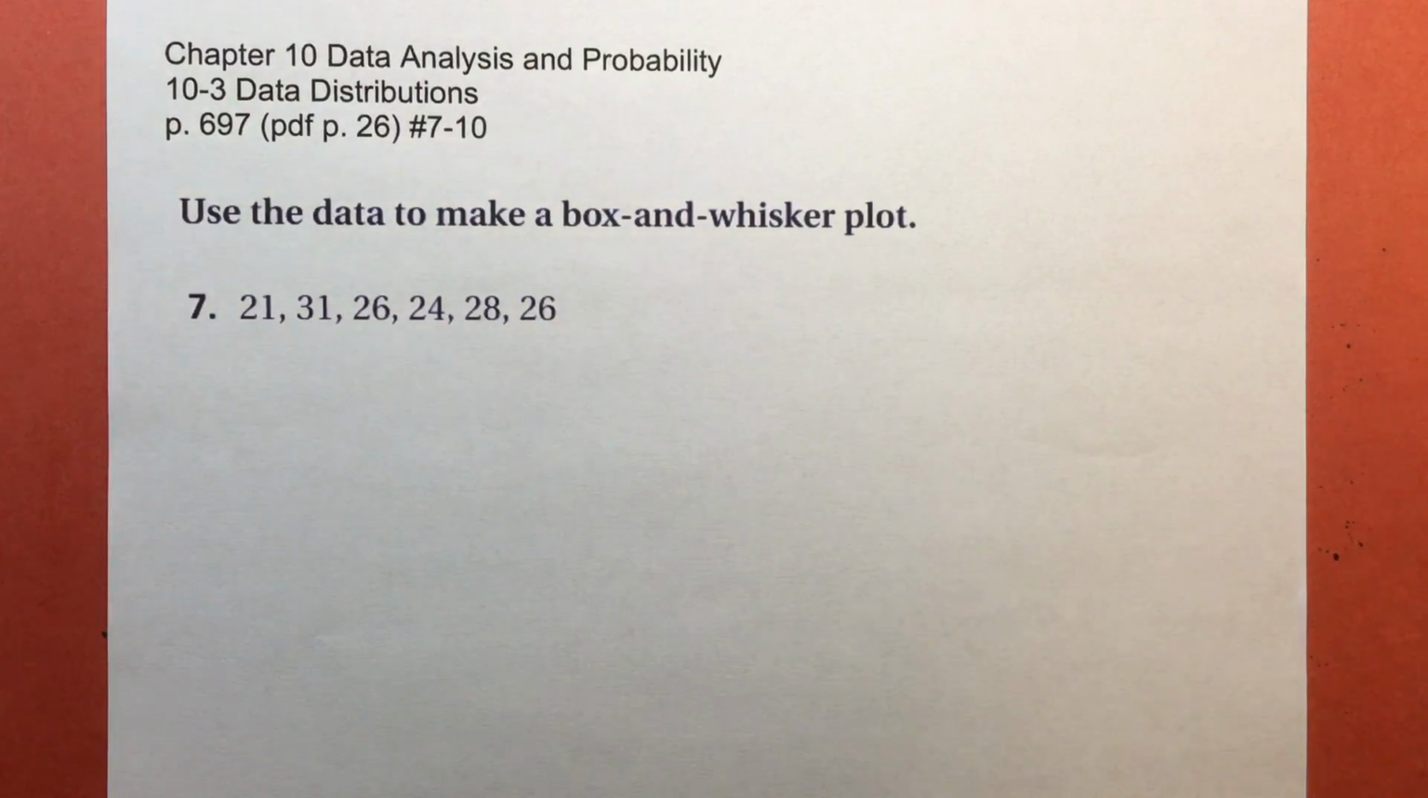Hello, welcome back to 10.3 Data Distributions. We're on page 697 in the book. And problems 7, 8, 9, and 10, we are going to find the 5-number summary, and we're going to use that to make a box and whisker plot.